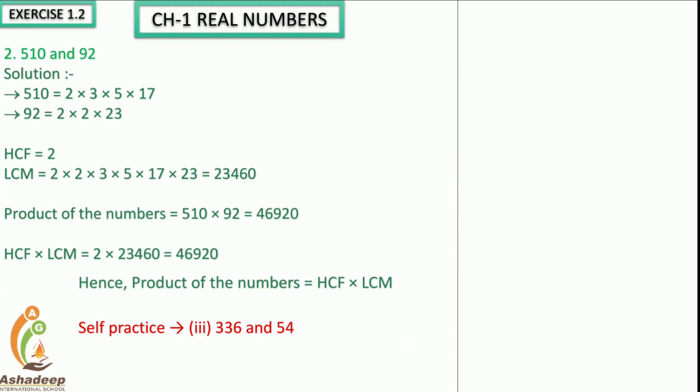The same sum we have to do for 510 and 92. The prime factors of 510 are 2, 3, 5, 17 and 92 is 2, 2, 23. Now what is the HCF? The only common number is 2, there is no other common number, so the HCF is 2. Now what is the LCM? The LCM is nothing but 2, 3, 5, 17. Here 2 is two times, so we need to take one more.